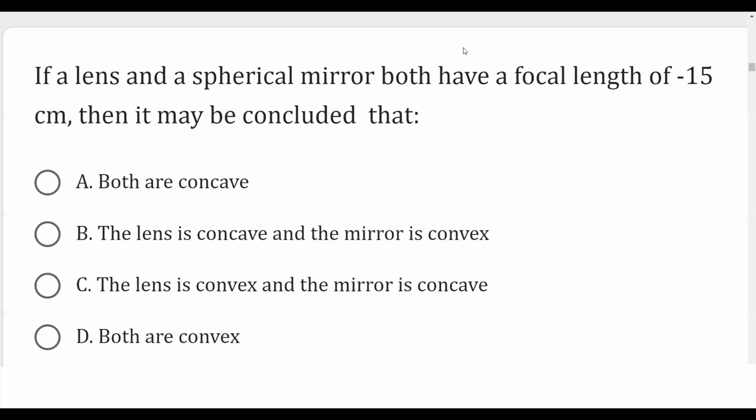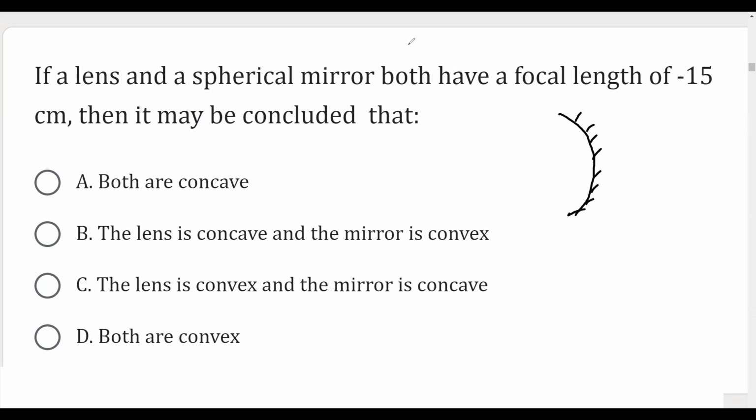In the next question, it says if a lens, and obviously it has to be a spherical lens, and a spherical mirror both have a focal length of minus 15 centimeters, then what may be concluded? The options are: both concave, one concave and the other convex, and so on. So what you know is that the correct answer is both concave. You should know that focal length is negative for a concave mirror as well as a concave lens. So let's justify the answer here.